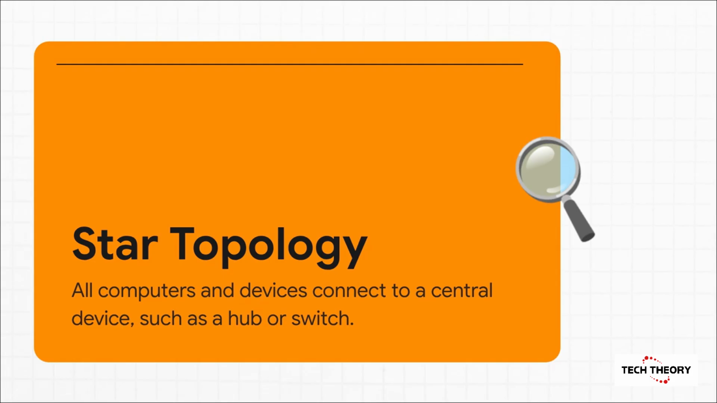Next, we have the star topology, and I can almost guarantee this is the one you're most familiar with. Think of a cul-de-sac in a suburban neighborhood. Every house has its own driveway connecting to that central point. In a network, every computer connects to a central device, like a switch or a hub. This is the design in your home, your school, your office. It's everywhere.